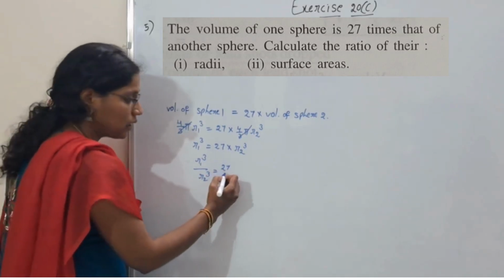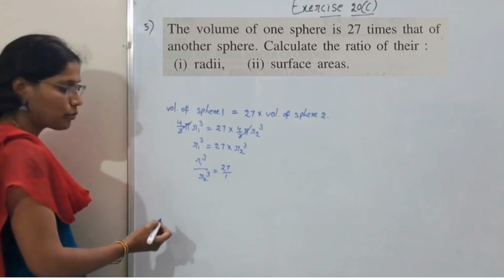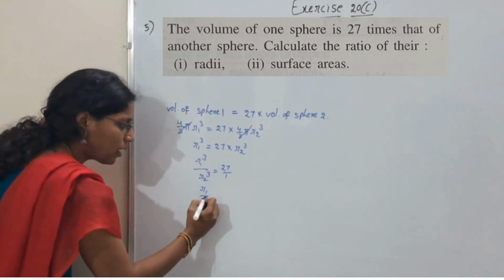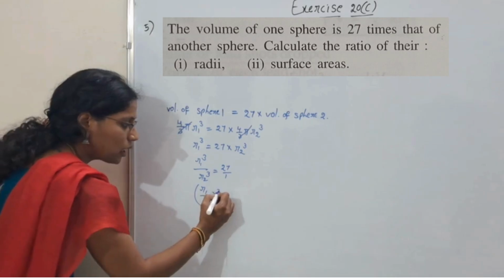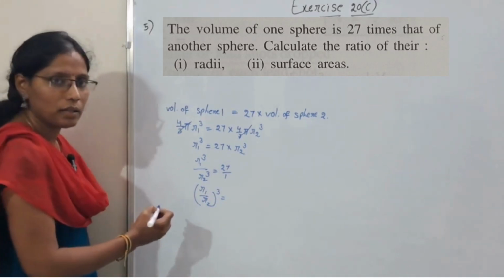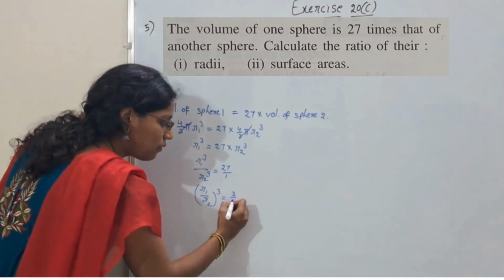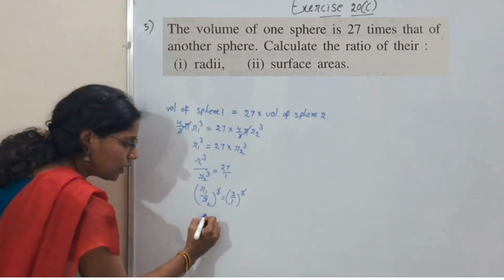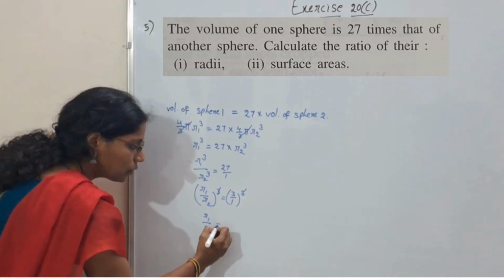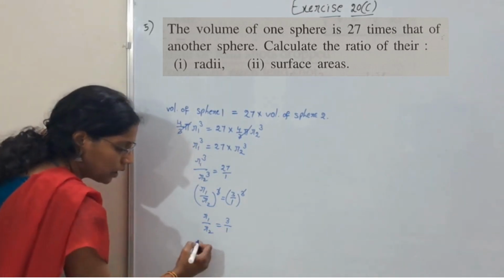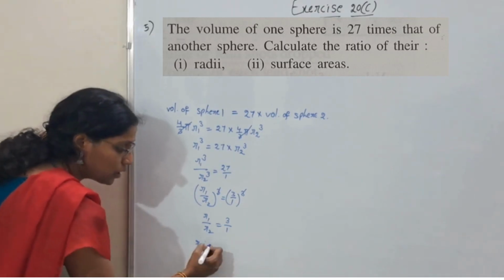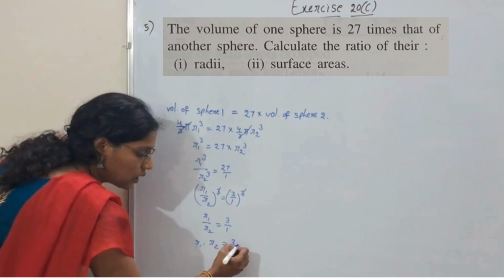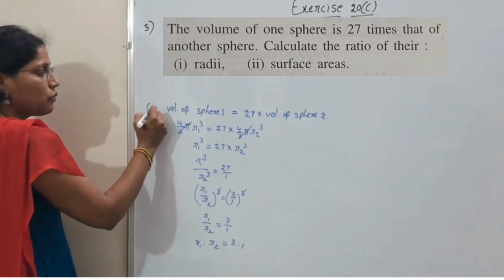Here we need the ratio, so divided by 1 we have to take. Here r1 by r2 whole cube equal to 27. How to write? Perfect cube: 3 by 1 whole cube. Cube cancel. Remaining r1 by r2 equal to 3 by 1. They are asking the ratio. r1 is to r2 is equal to 3 is to 1. This is the first one.